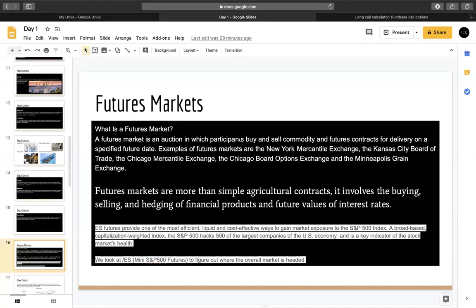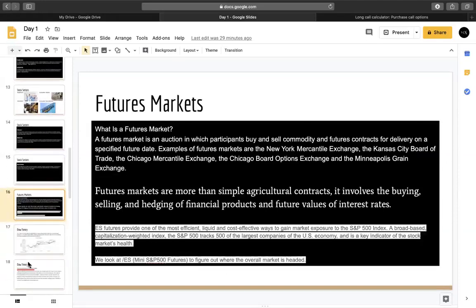Right? How many of you guys look at futures every morning, or just, how many of you are looking at futures in the past hour? Right? So everyone should know that you need to look at futures, right, before the market opens, after hours, whatever, just to kind of see where the market is at, right? So we look at ES to figure out where the overall market is at or headed, okay?